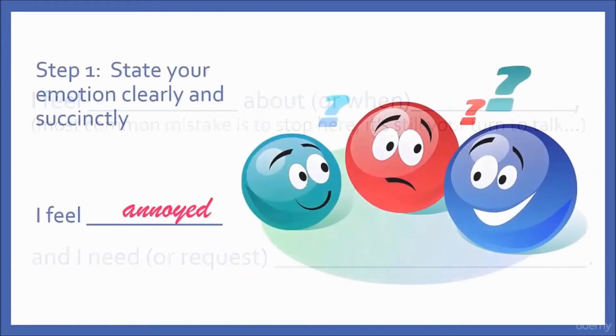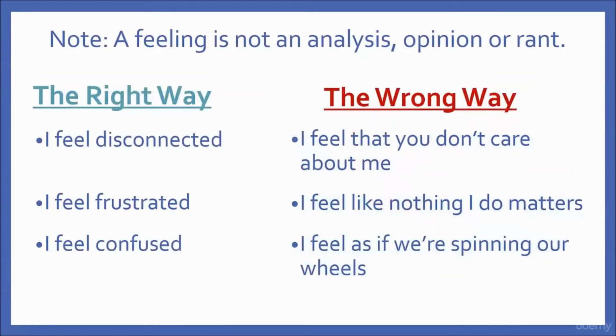So step 1, state your emotion clearly and succinctly. I feel annoyed. It seems super simple, right? However, it's amazing how tricked up we can get in this step. Because very often we start a sentence with the words, I feel, but really what comes after the word feel isn't usually an emotion. So for example, the wrong way: I feel that you don't care about me. I feel like nothing I do matters. I feel as if we're spinning our wheels.